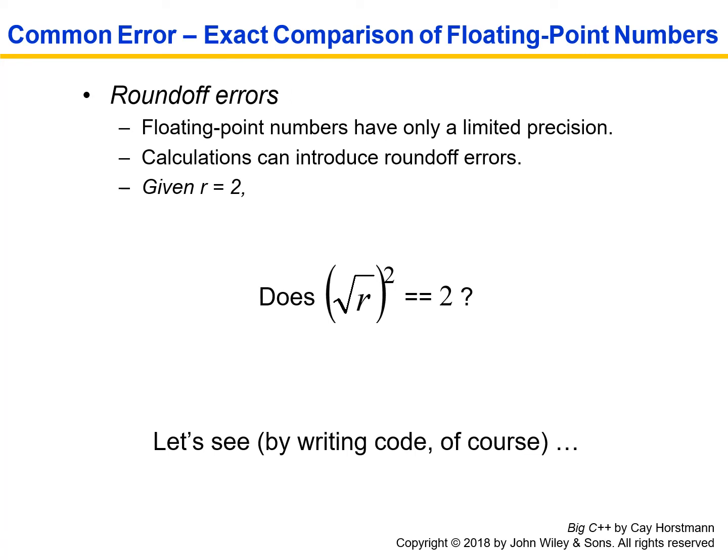All right, round-off errors. Floating point numbers have only a limited precision. Calculations can introduce round-off errors so that if you are given r = 2, the square root of r squared is not going to end up equaling 2 exactly.